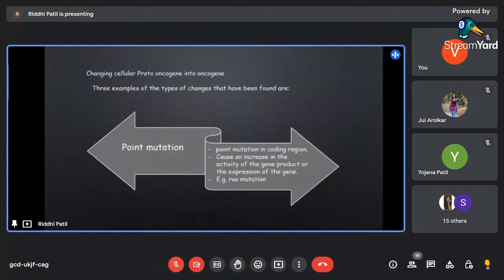Next is the changes in proto-oncogenes: how a proto-oncogene is converted into an oncogene. There are three examples of the types of changes that have been found. First is a point mutation. A point mutation in the coding region of proto-oncogenes causes the proto-oncogene to be converted into an oncogene by causing an increase in the activity of the gene product or expression of the gene. The RAS mutation is a typical example of a point mutation.